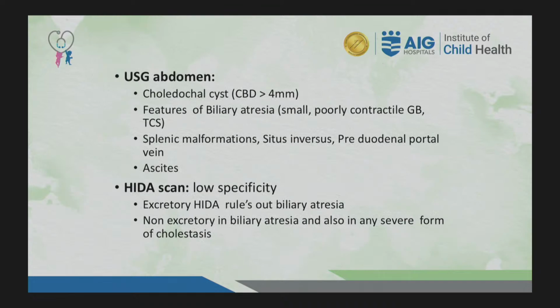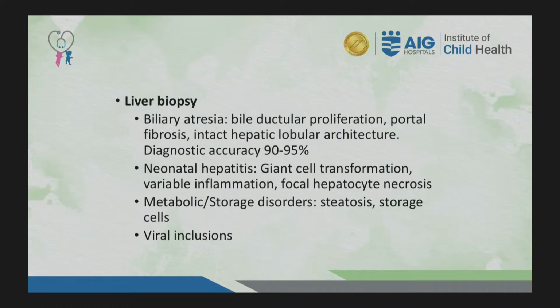Ultrasound abdomen will give clues about anatomical abnormalities. If the common bile duct diameter is more than 4 mm, it indicates choledochal cyst. If the gallbladder is less than 1.9 centimeters, or a contracted gallbladder after 4 hours of NPO, that indicates biliary atresia. You can identify splenic malformations on ultrasound, and ascites. HIDA scan is only to exclude biliary atresia. It will be helpful. Liver biopsy gives the diagnosis.